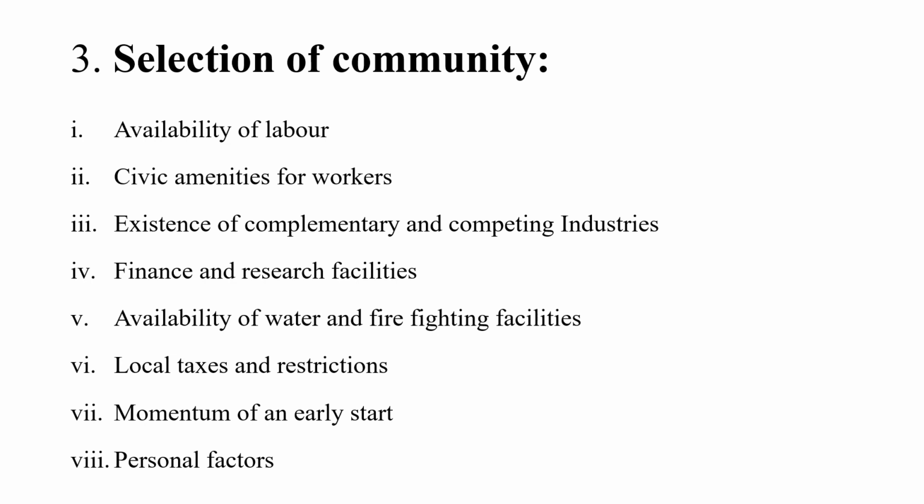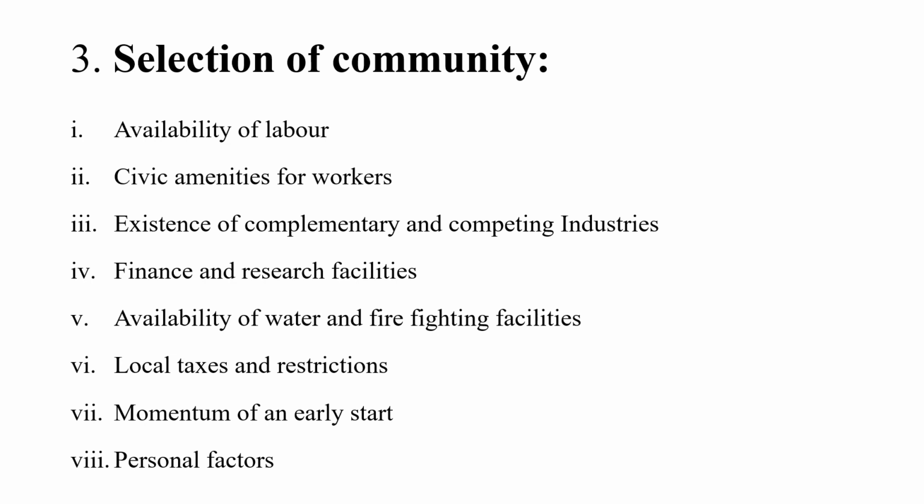Next one is local taxes and restrictions. See, there are local taxes charged for the supply of water, electricity, and other facilities. They may also impose some restrictions. If you are going to plant the location in a specific area, the public may not be interested and might cause some disturbances. We have to check that there is no public disturbance, and that there are fewer taxes and restrictions in the specific area.